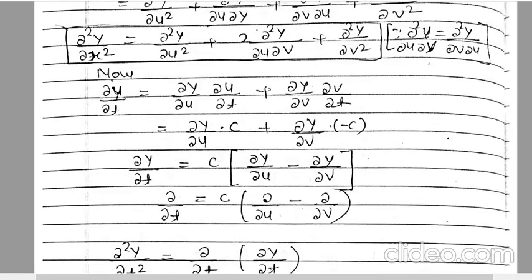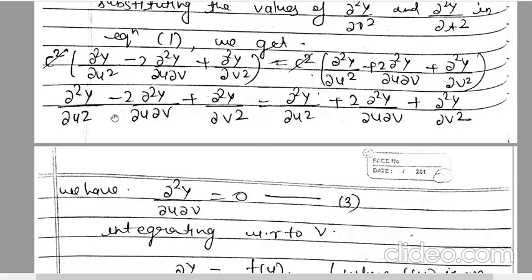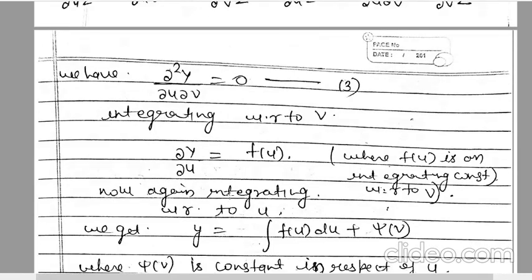This is your ∂²y/∂x² value, right? So c² cancelled out, and all derivatives will be cancelled out except these two, right? So these two will be remaining. So just write it here, and it will be 4 times is equal to 0. That means ∂²y/∂u∂v is equal to 0, right?